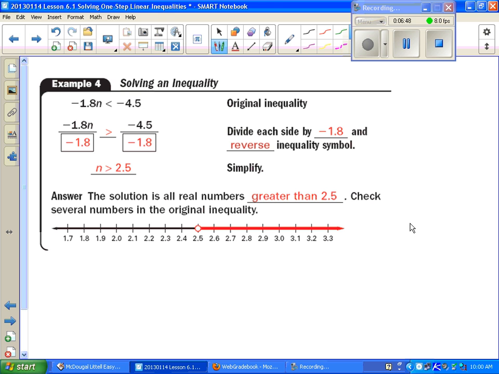Example number 4 says -1.8n is less than -1.5. -1.8 times n, you divide by -1.8. If you do divide by -1.8 on the left, you got to divide by -1.8 on the right, and you'll get 2.5. But since you divided by a negative number, less than becomes greater than. N is greater than 2.5. You had to reverse the symbol. So greater than 2.5, notice it's not or equal to, it's an open circle, and everything that's larger than 2.5.